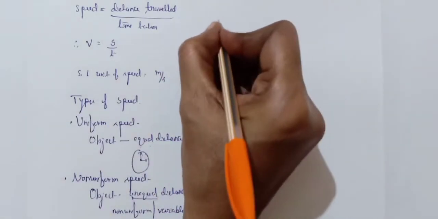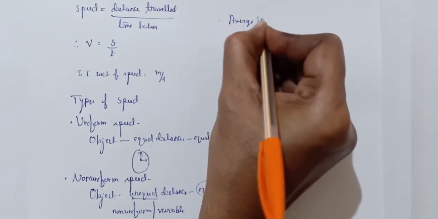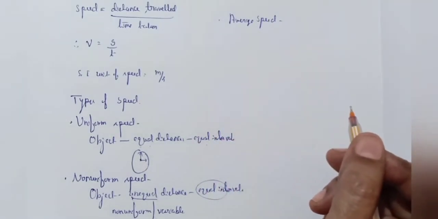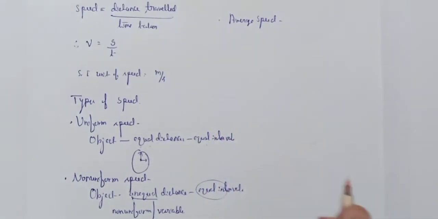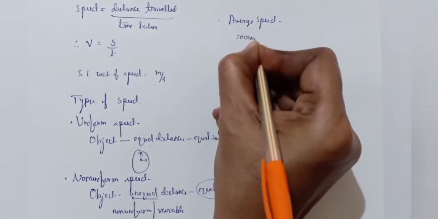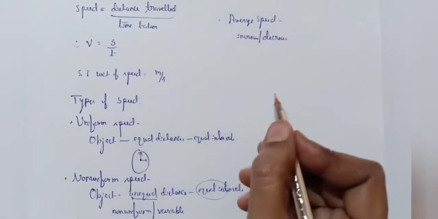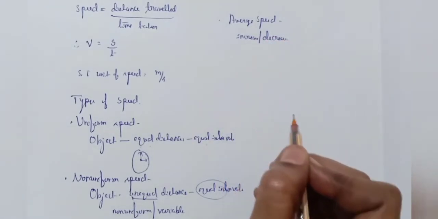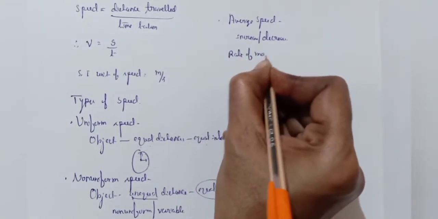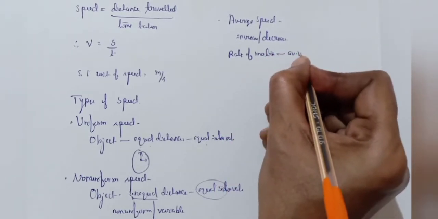Next, average speed. The speed of an object may not be constant throughout its journey. Sometimes it may increase or sometimes it may decrease. So, the rate of motion of such an object is described in terms of its average speed.